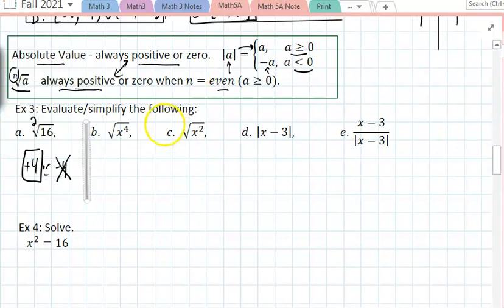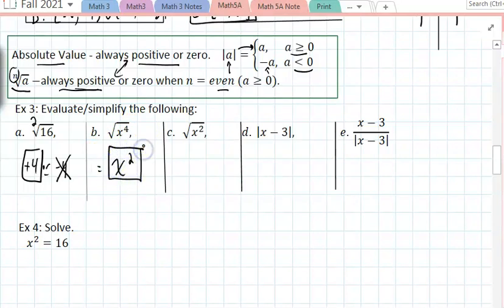If I look at b, the square root of x to the fourth. So what do you multiply by itself to get x to the fourth? That's really x squared. Done. No need to do any work because x squared is always positive. So that's satisfying this case.